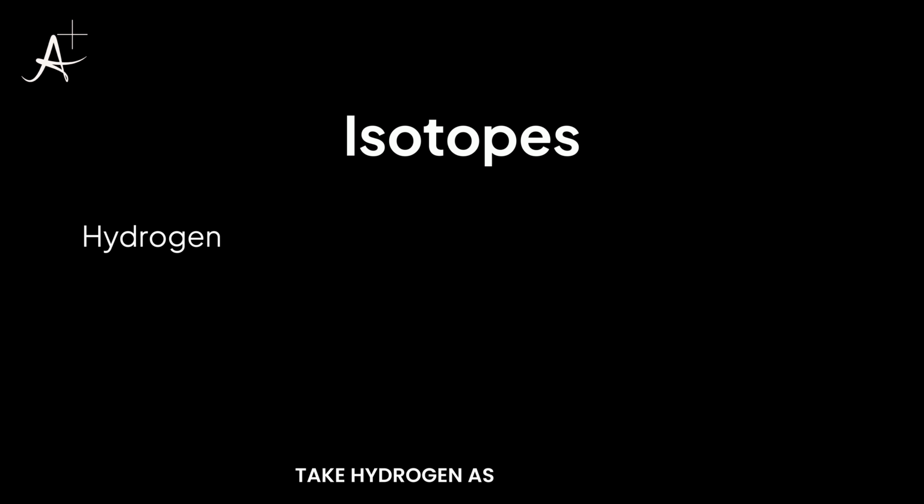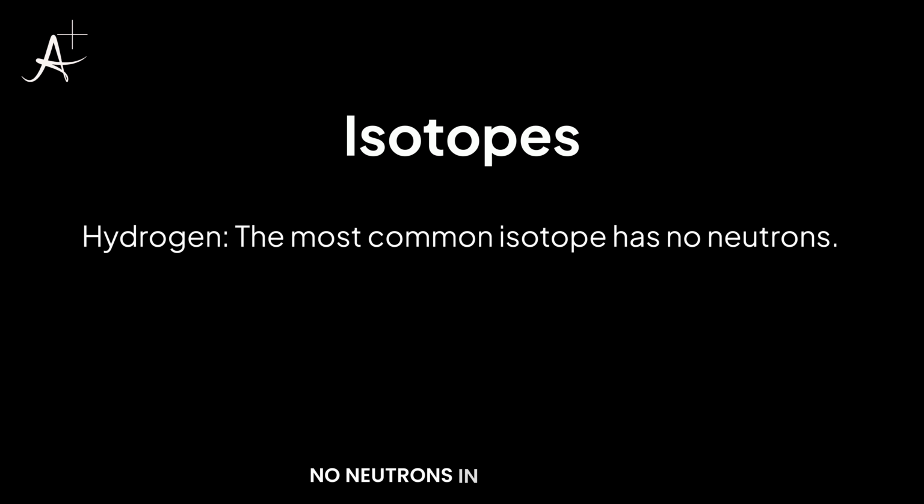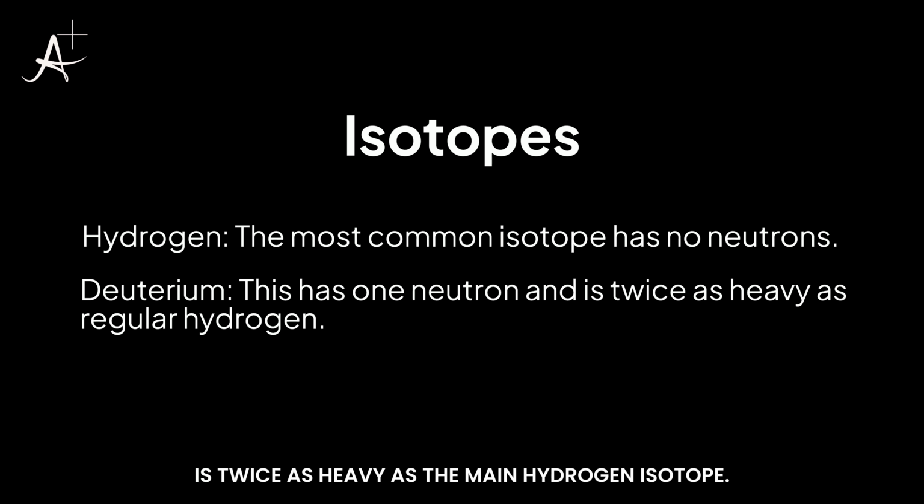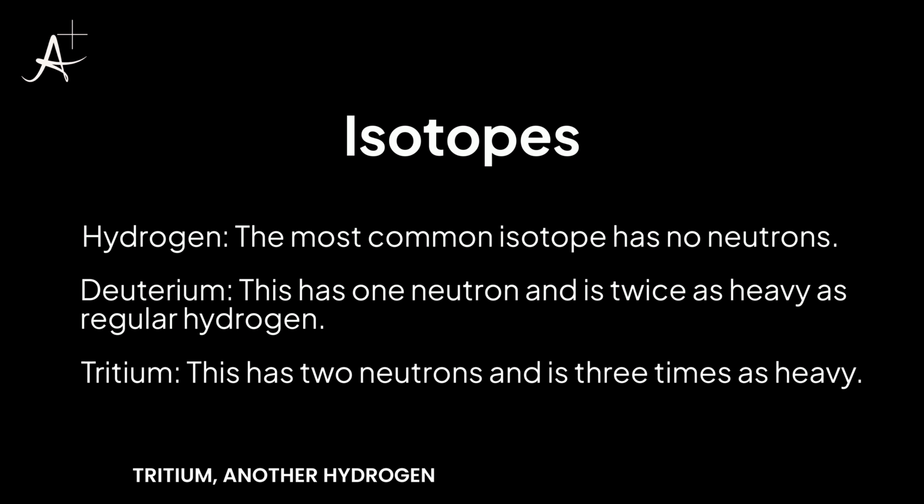Take hydrogen as an example. The most common hydrogen isotope has no neutrons in its nucleus. Deuterium, an isotope of hydrogen, has 1 neutron and is twice as heavy as the main hydrogen isotope. Tritium, another hydrogen isotope, has 2 neutrons and weighs 3 times as much as regular hydrogen.